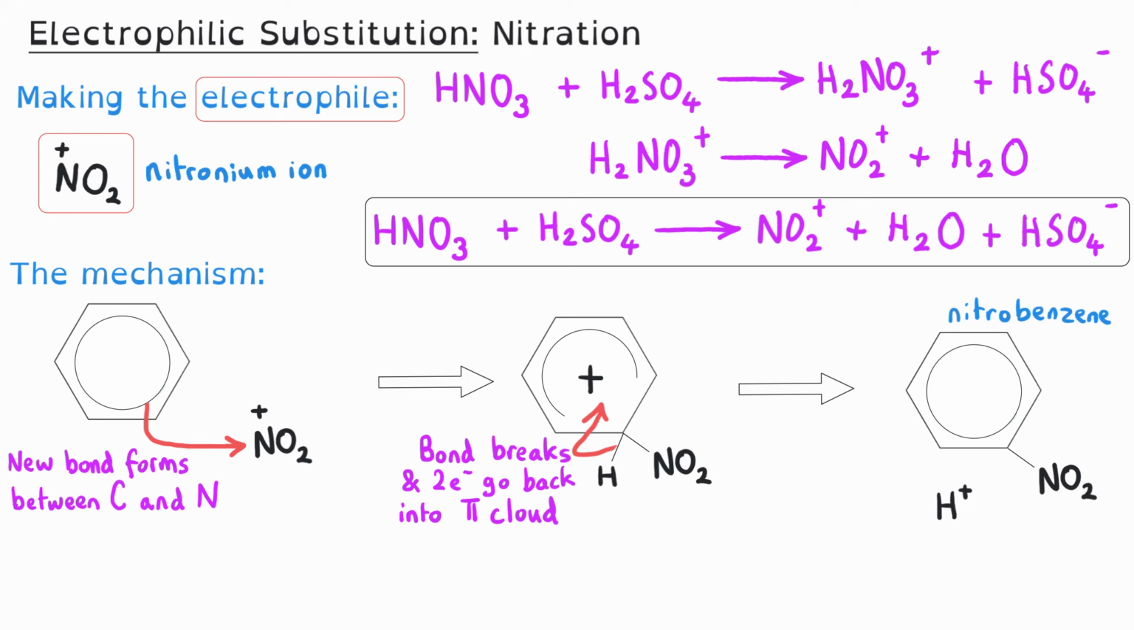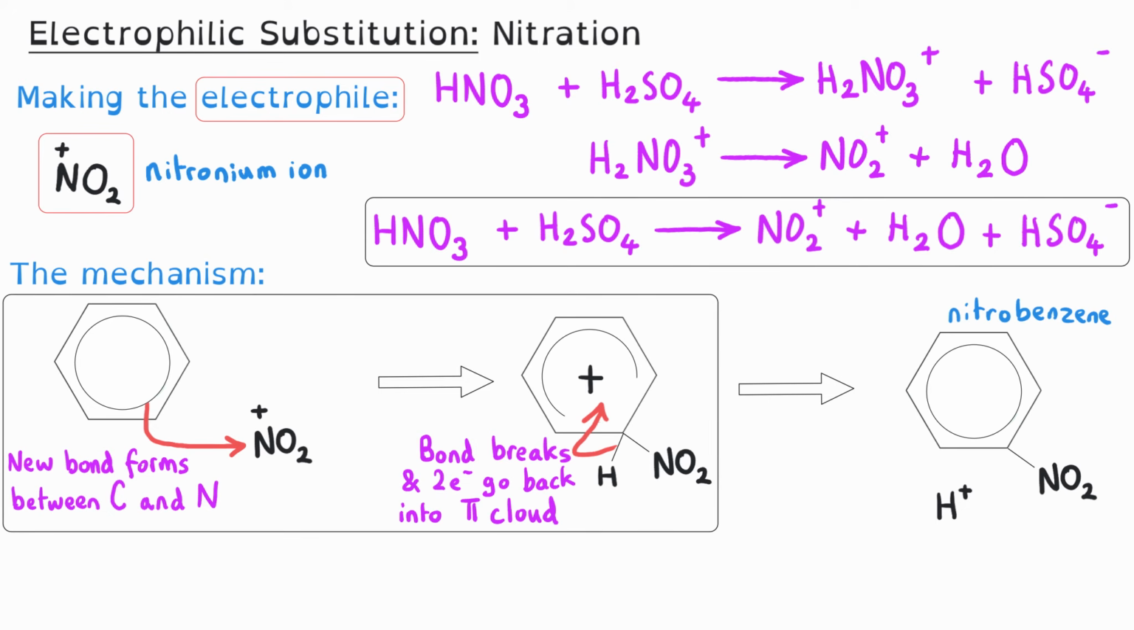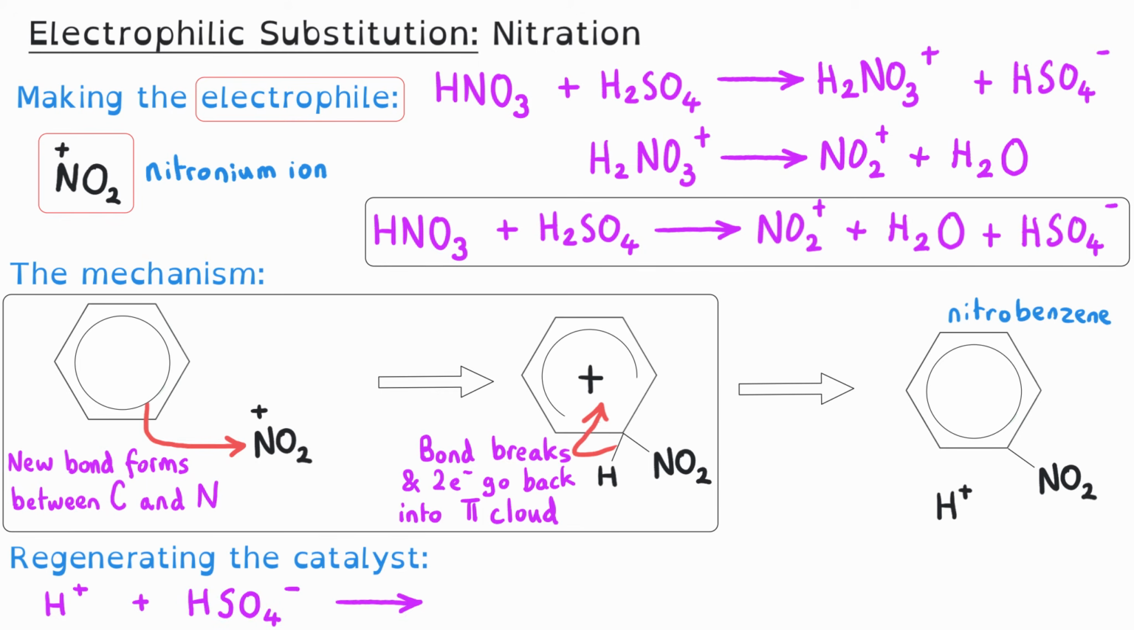If you've been asked to simply draw the mechanism, you just need to show this section. We don't need to show the structure of the organic product unless we've been explicitly commanded to do so. Now, that hydrogen ion that's been replaced is far too reactive to exist by itself. And so what happens is it reacts with the HSO4 minus that was produced during the generation of the electrophile. And this produces H2SO4, which was our original catalyst. So in this way, our catalyst has been regenerated and can be used again, which is part of the definition of a catalyst.